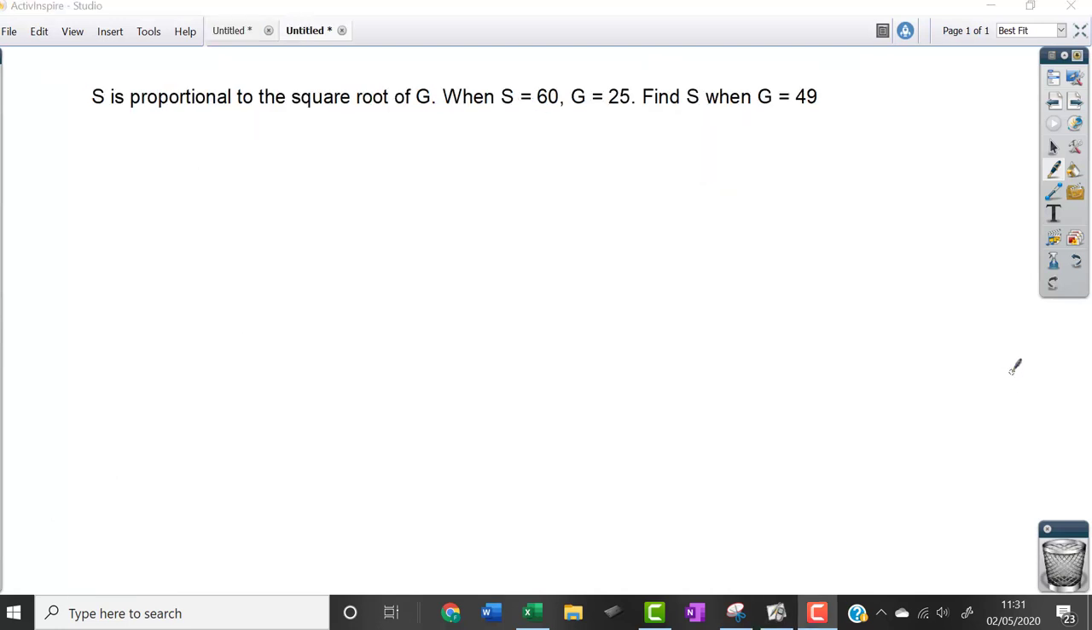Take a look at this example. Press pause and we'll run through it in just a few seconds.